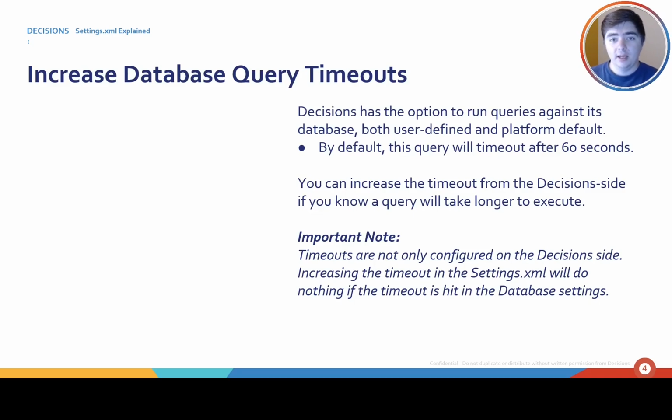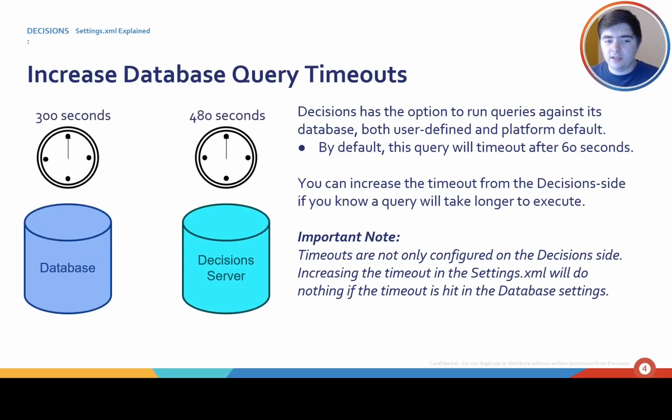Now, it is important that there are two timeouts that have to be taken into consideration here: the Decisions server timeouts and the database timeouts. Each of these have their own threshold for when a query takes too long and the connection is cut. So, if the Decisions timeout is increased to 480 seconds, but the default database timeout is 300 seconds still, you'll notice that after it hits the database timeout, you're going to see the query hit a timeout.